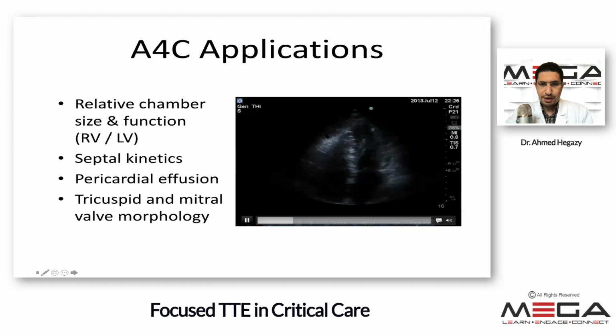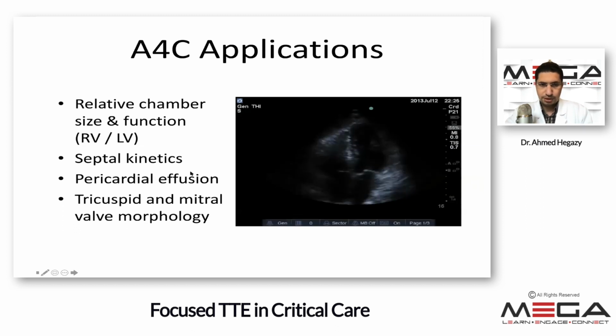And you can compare RV size to LV size. Normally, the RV is less than 2/3 the size of the LV. If the RV is greater than 2/3 the size of the LV, that would indicate RV enlargement. And then septal kinetics, you can assess if there's a pericardial effusion as well. And the two valves that you can see in this view are the tricuspid and the mitral valve, so you can assess their morphology from the apical four-chamber.